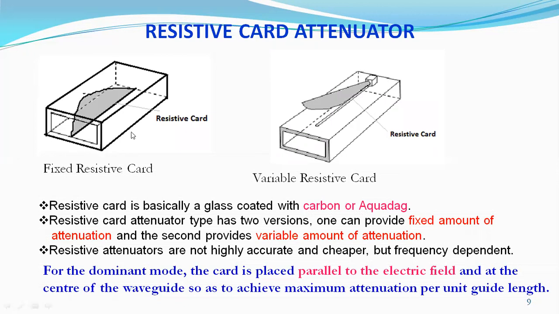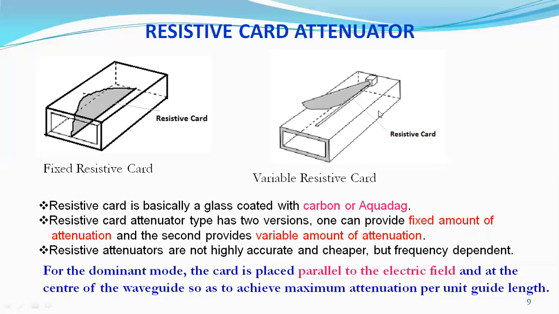For fixed attenuators, inside the rectangular waveguide I am fixing a dielectric material or resistive card manufactured with carbon or aquadag. Due to this, it will provide some fixed attenuation, maybe 2 dB or 5 dB. Why fixed? Because the resistive card is fixed. The microwave signal will experience some attenuation exhibited by this particular device. This is the fixed type attenuator, and then we have the variable type attenuator.